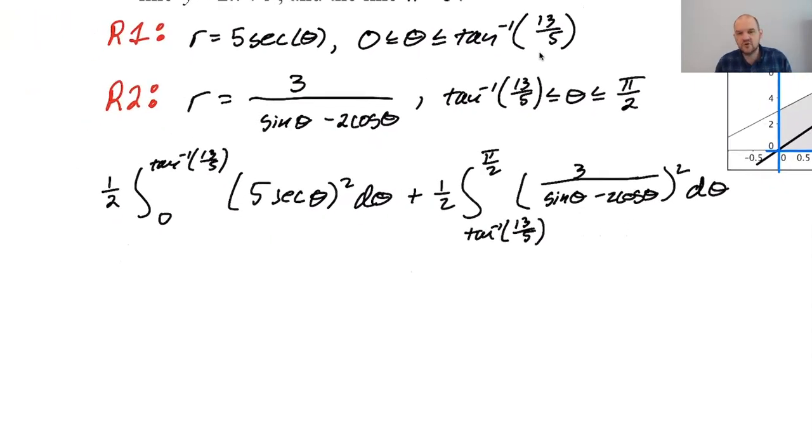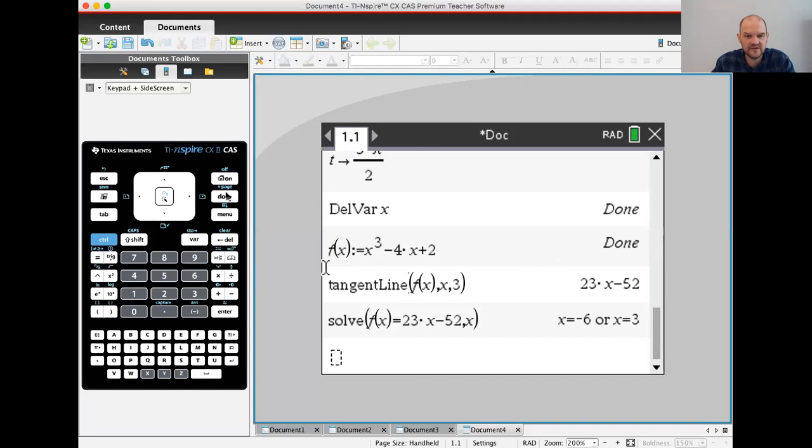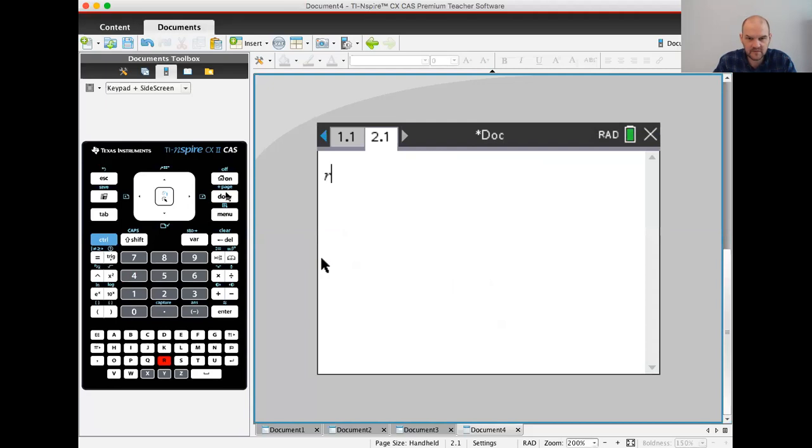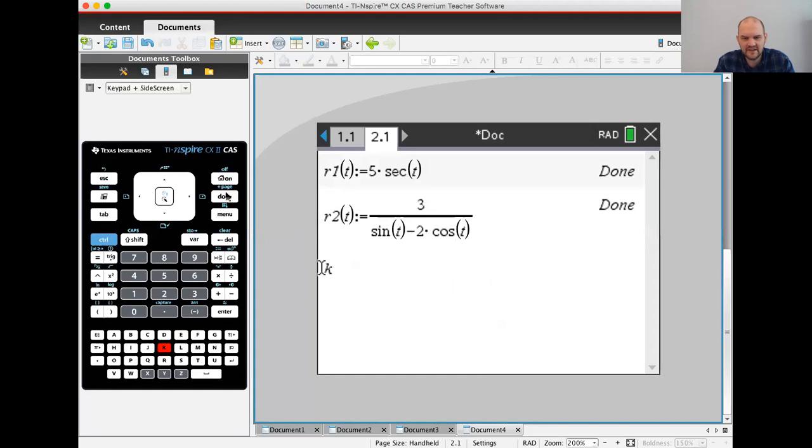Okay, to the calculator. So what am I going to define? Maybe a lot of things, because you want to make your life easier when you're doing these polar areas. So let's go new problem. We're in radian mode. That's good. I'm going to define R1 of t to be 5 secant of t. R2 of t, I'm going to define as 3 over sine of t minus 2 cosine of t. And then I'm going to define k to be arctan of 13/5.